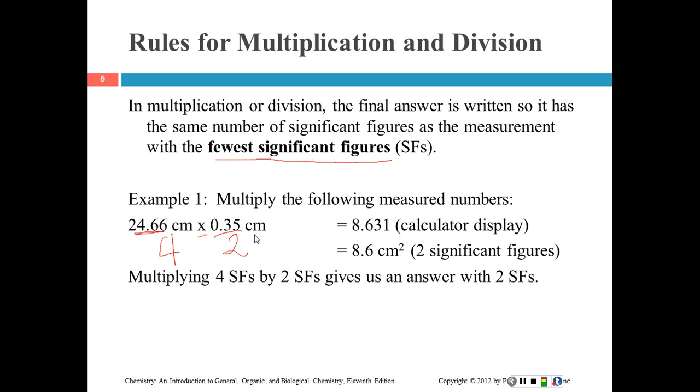And so when you multiply those together on your calculator, you get 8.631. And so since I can only have 2 significant figures, I have to round that to 8.6. So I multiply 4 significant figures by a number with 2 significant figures, and I can only have an answer with 2 significant figures. And that's whether you multiply or divide. It's the one with the least number that you go by.